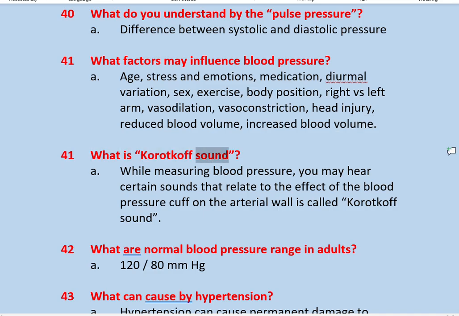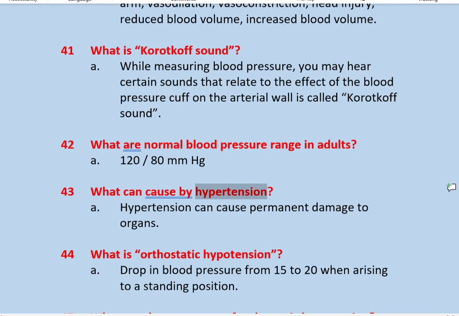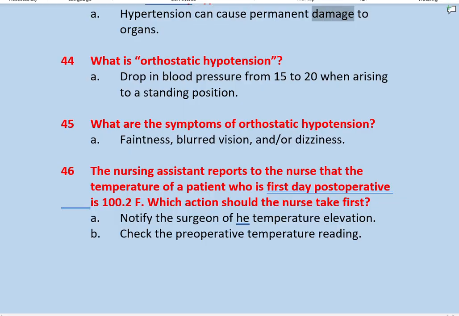41. What is Korotkoff sound? While measuring blood pressure, you may hear certain sounds that relate to the effect of the blood pressure cuff on the arterial wall, called Korotkoff sound. 42. What is the normal blood pressure range in adults? 120/80 mm Hg. 43. What can be caused by hypertension? Hypertension can cause permanent damage to organs.